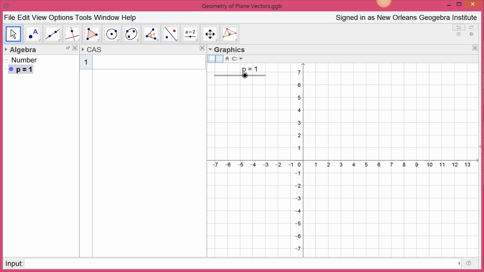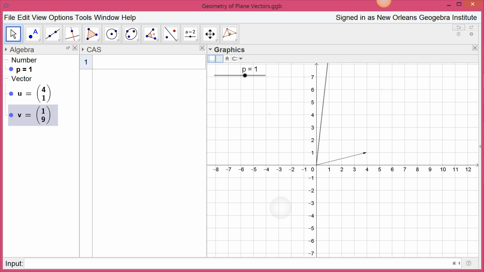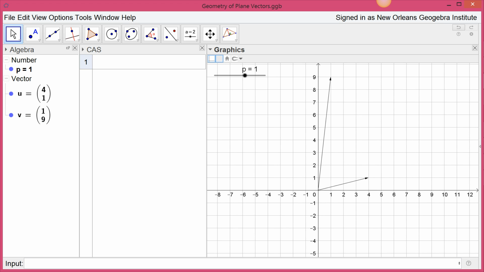I'm going to show that on the screen, and then I'm going to create the vector that points from the origin to the point 4 comma p. And then I'm going to create the vector that points from the origin to the point p comma 9. And of course they don't line up in the picture. Let's see, p is 1.